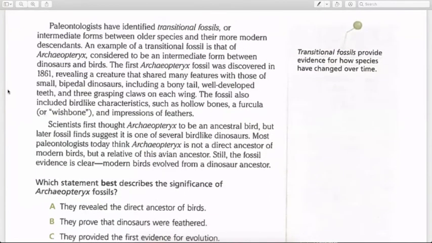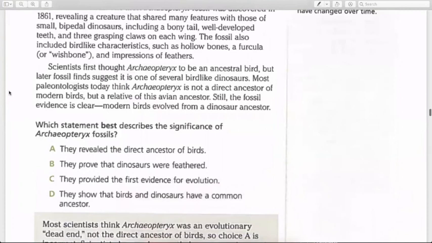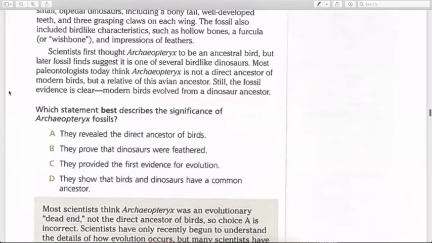Scientists first thought Archaeopteryx to be an ancestral bird, but later fossil finds suggested it's one of several bird-like dinosaurs. Most paleontologists today think Archaeopteryx is not a direct ancestor of modern birds, but a relative of this avian ancestor. Still, the fossil evidence is clear. Modern birds evolved from a dinosaur ancestor. Right? That is what the evidence is telling us.